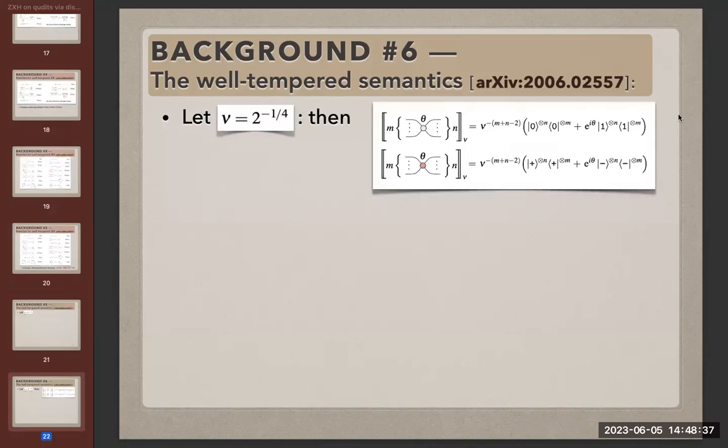this is how you might define the green and red nodes, the semantics for them, in order to come up with these well-tempered semantics. They're very similar to the standard semantics, but the entire operator is prefaced by a scalar factor of some power of nu, which depends on the total arity of the dot. And it's not a super complicated formula, but it's not as simple as you might hope. Certainly not as simple as the standard semantics to express.